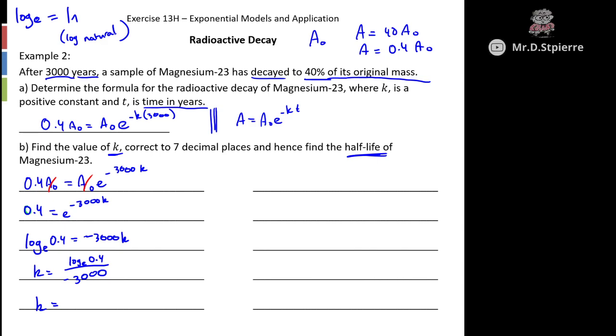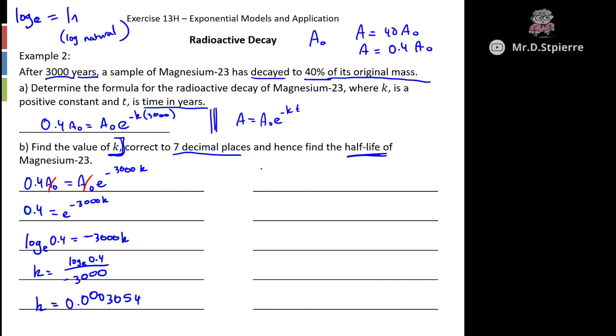So I have this on mine. My calculator's working now, so we get log natural of 0.4 divided by negative 3,000, and I get 0.0003054. So that's 7 decimal places. That's what I needed. 1, 2, 3, 4, 5, 6, 7. Yes, 7 decimal places. So that's the first part of it done. We've found the value of K. Hence, find the half-life of magnesium 23.